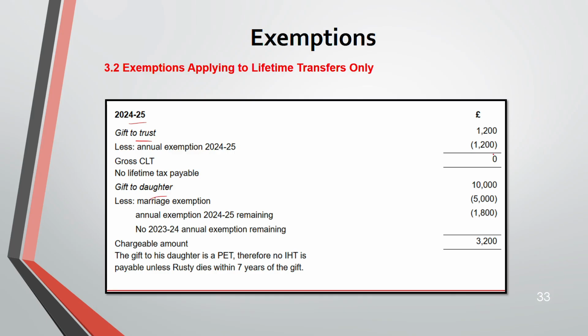The gift to trust again will be covered by the annual exempt amount since it's less than 3,000. For the gift to daughter, since there is a marriage exemption, a gift by the father due to marriage, 5,000 can be deducted, and then the balance will be deducted from the annual exempt amount. There is no annual exempt amount remaining from 23-24, the previous year, to be brought forward. 3,200.